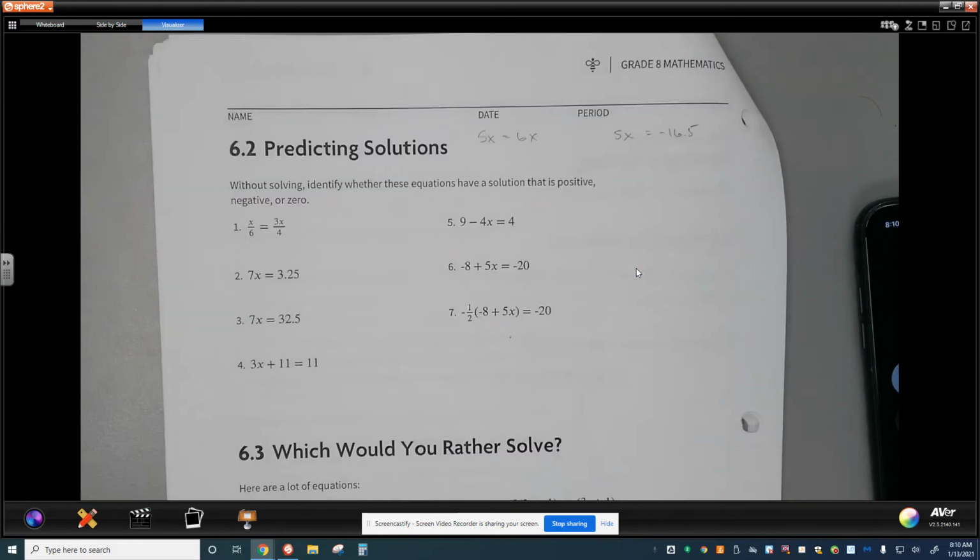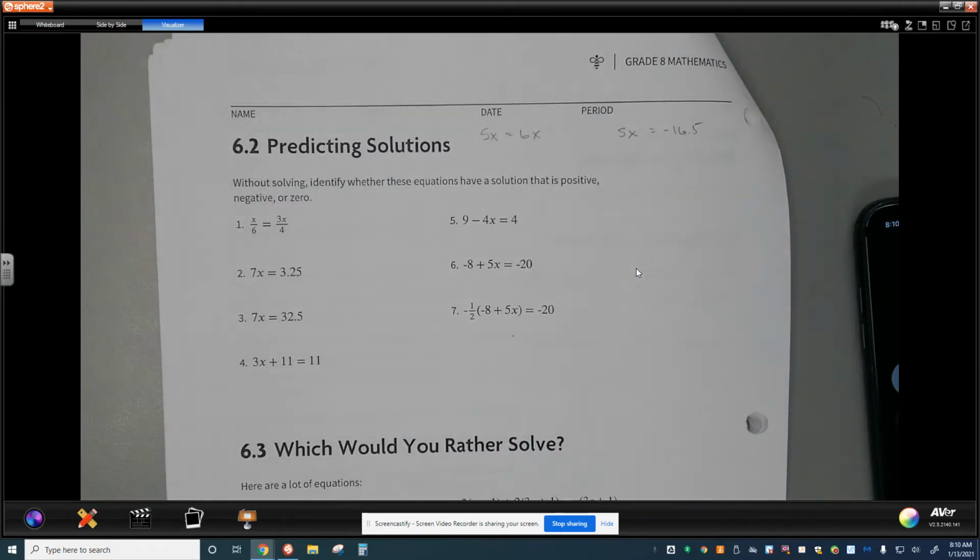Next section, we're going to talk about predicting solutions without solving. You read that right. Without solving, identify whether these equations have a solution that is positive, negative, or zero.